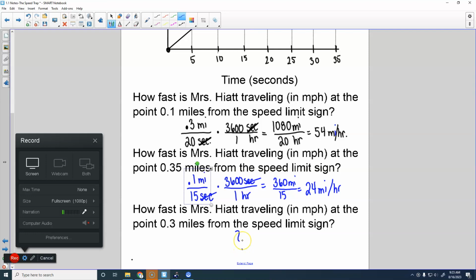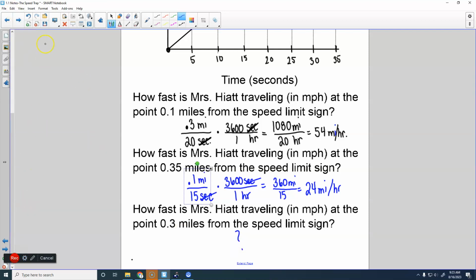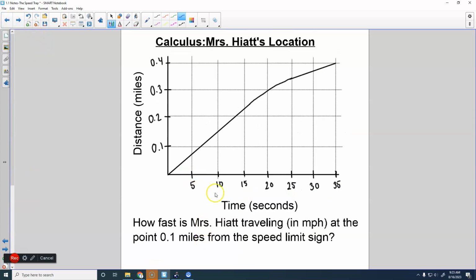You can put a question mark. There's not a good answer to that. The answer is that this graph is not feasible. So, what this should actually look like is more like this.